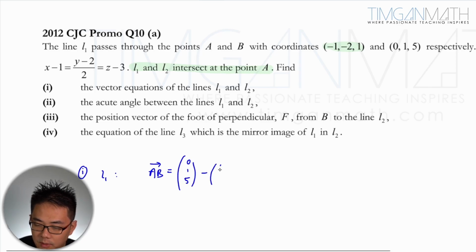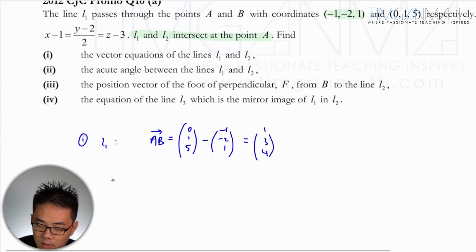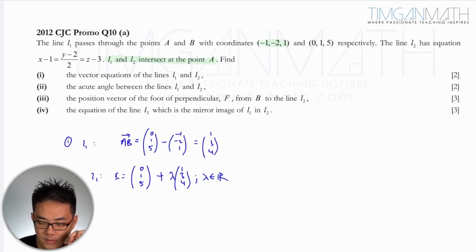(0,15), OB minus OA, minus 1, 1 3 4. Okay, so this will be L1. (0,15). I'm going to just use OB. Lambda 134. L2.